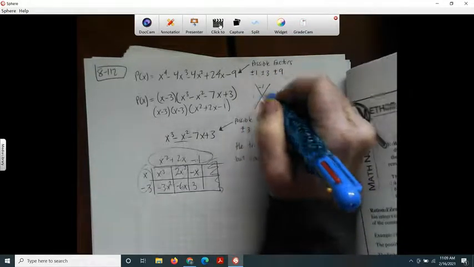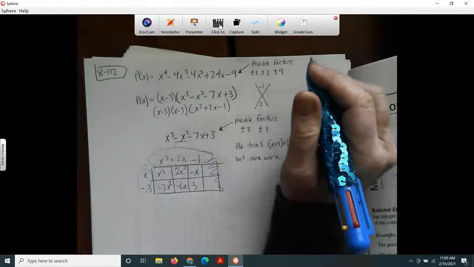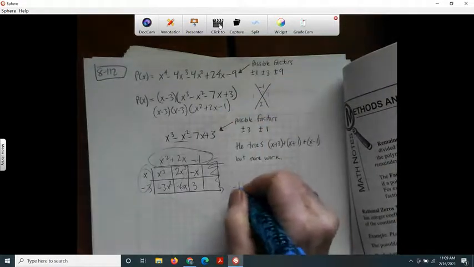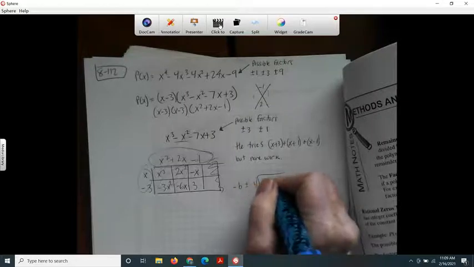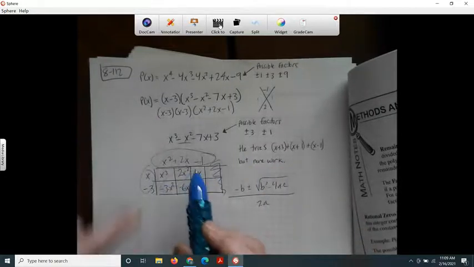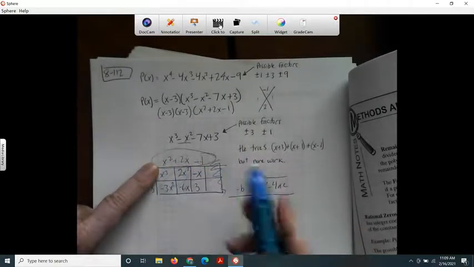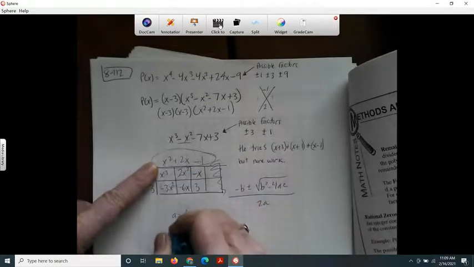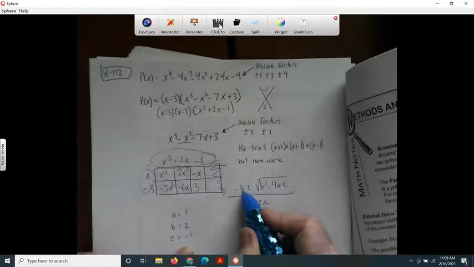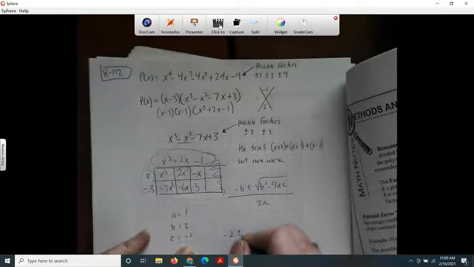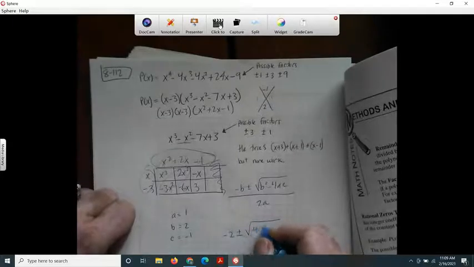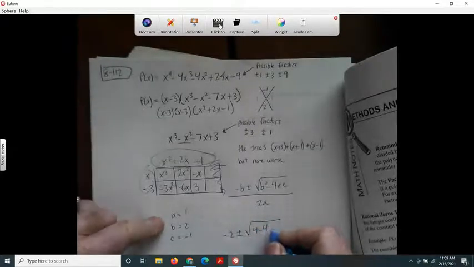So I'm going to have to put it in the quadratic formula. So negative b plus or minus square root b squared minus 4ac all over 2a. So if I look here at my quadratic, a equals 1, b equals 2, and c equals -1, and then I can just use my quadratic formula. So that would be 4 minus 4 times 1, all over 2 times 1.